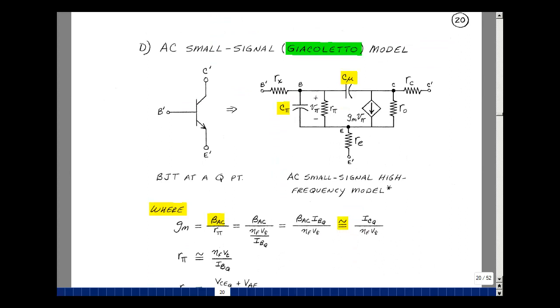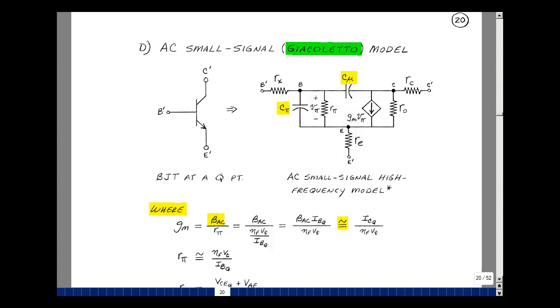I'd like to present the AC small signal high frequency model for a BJT that was developed by Larry Giacoletto. He took the model that we had for gm vπ with r0 and rπ and added a capacitance between the base and the collector and between the base and the emitter due to the diodes that were present there. He also added the series resistances because of the wires and the ohmic contacts. I'll explain why he did this in a little bit.